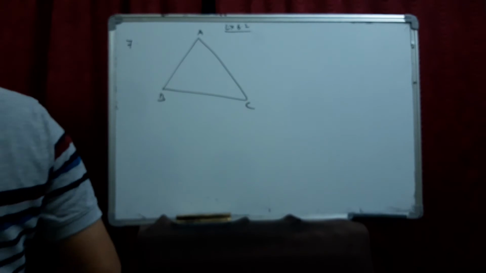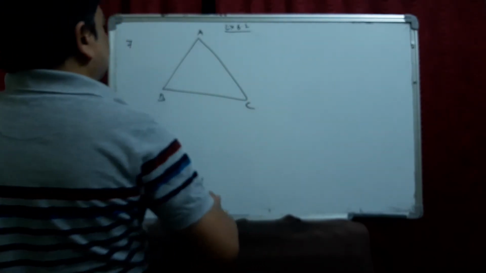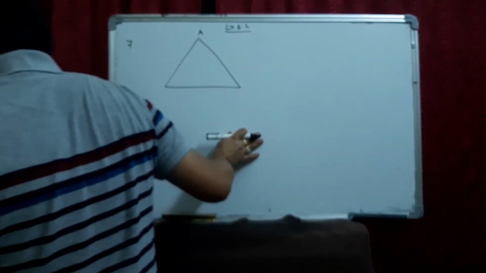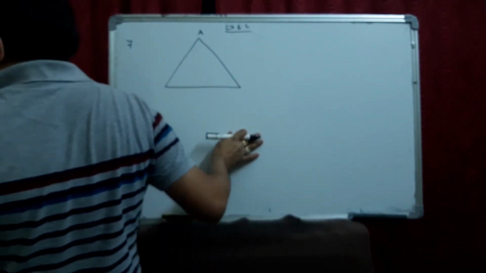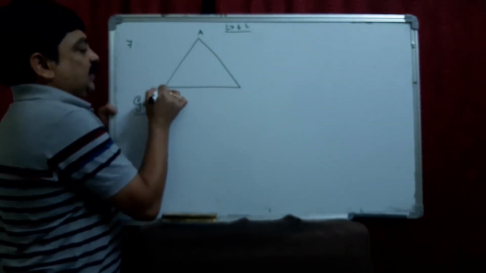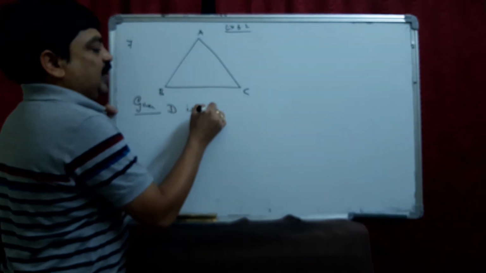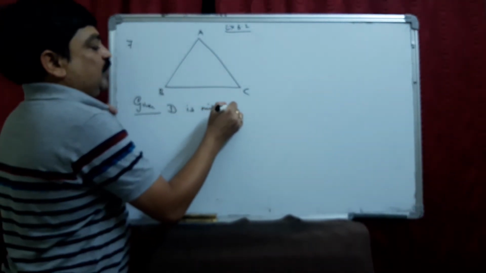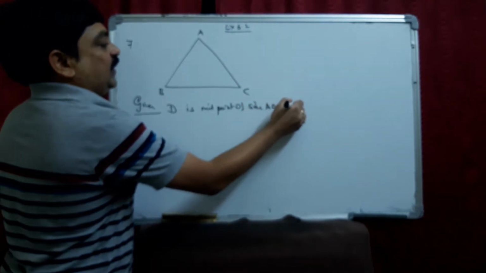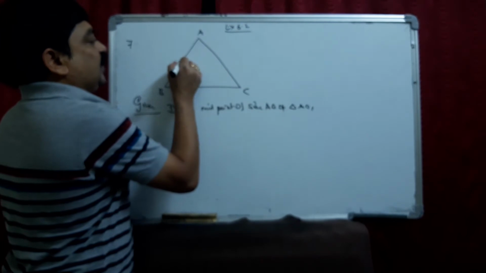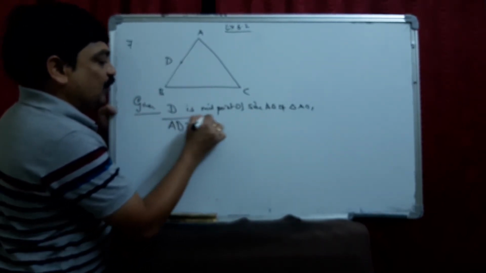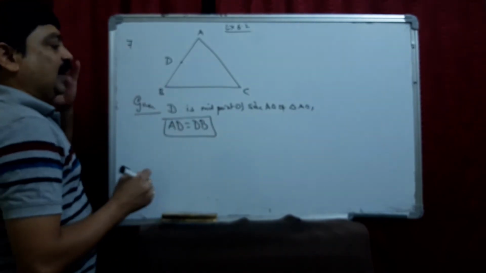See, in the seventh question, what did they say? You are asked to apply BPT. Prove that the line drawn through the midpoint of one side of a triangle, parallel to another side, bisects the third side. Let us write the given from triangle ABC. D is the midpoint of side AB of triangle ABC. What is the condition for midpoint? AD equal to DB. We use it later. And the line is parallel to the third side.